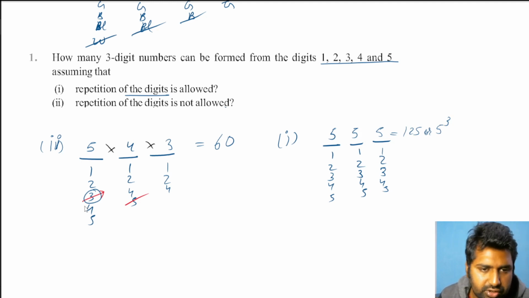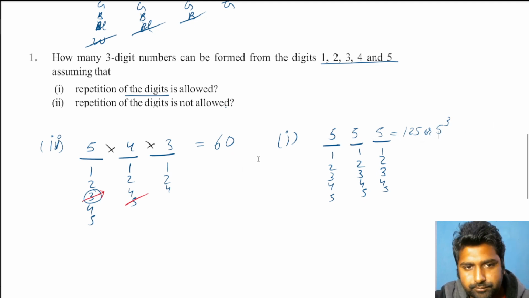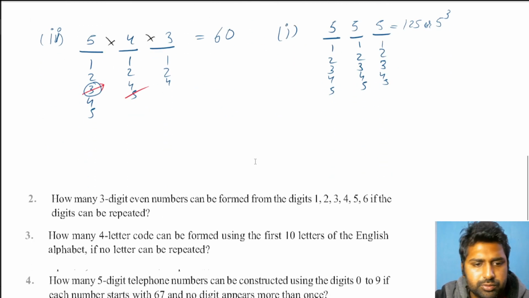So just remove or decrease the options if the repetition is not allowed. If the repetition is allowed, the answer will always be in this format: 5 raised to power 3, 7 raised to power 5, 3 raised to power 7, something like this. Usually. All right. First question done. Let's move to the next one.